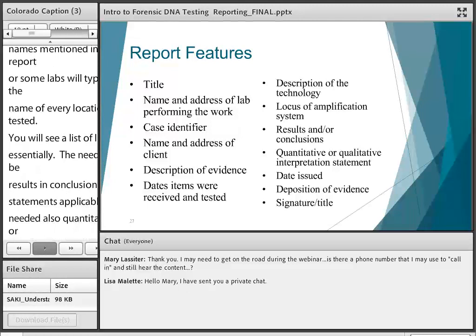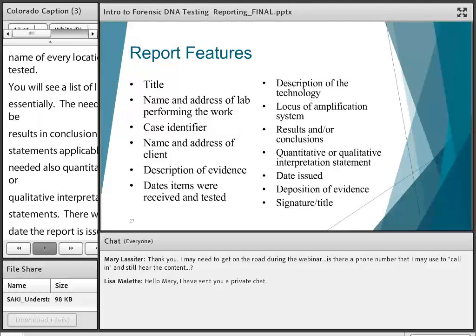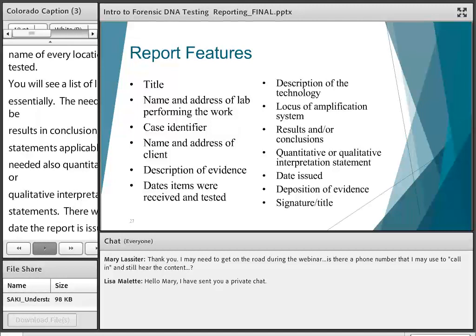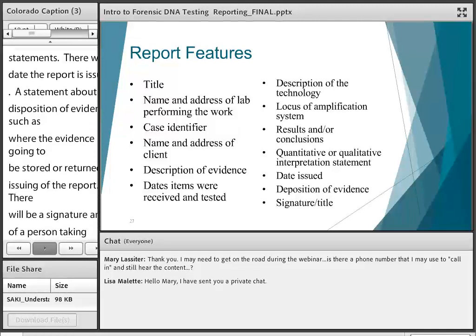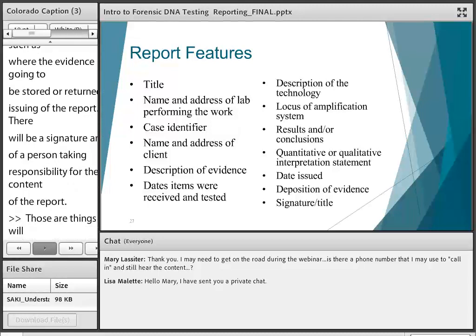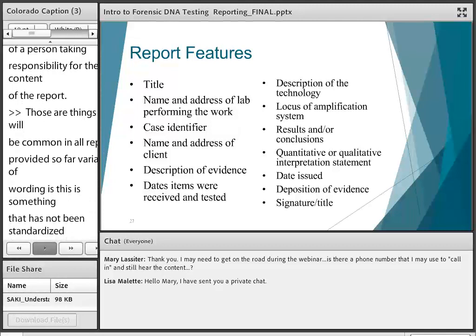There will be a date that the report is issued, a statement about the disposition of evidence, such as where the evidence is going to be stored or returned after issuing of the report, and there will be a signature and title of a person taking responsibility for the content of the report. Those are things that are going to be common in all reports. Why I've provided so far variations in report wording is this is something that has not been standardized throughout the United States. So while we've discussed certain words and statements to look for, your laboratory may have certain variations on how they prefer to report samples.